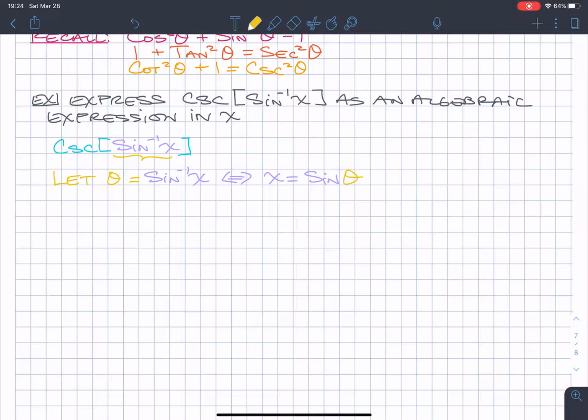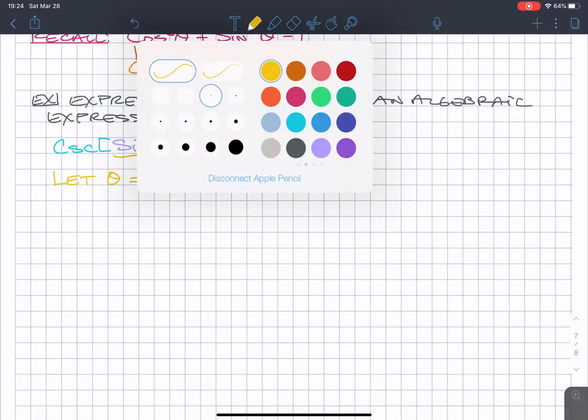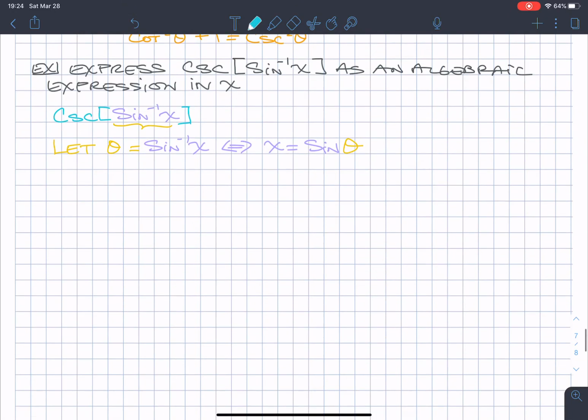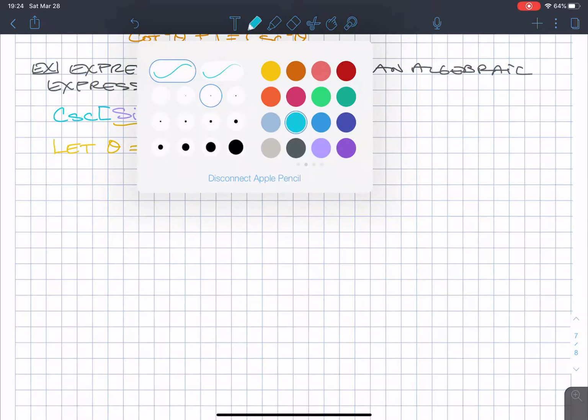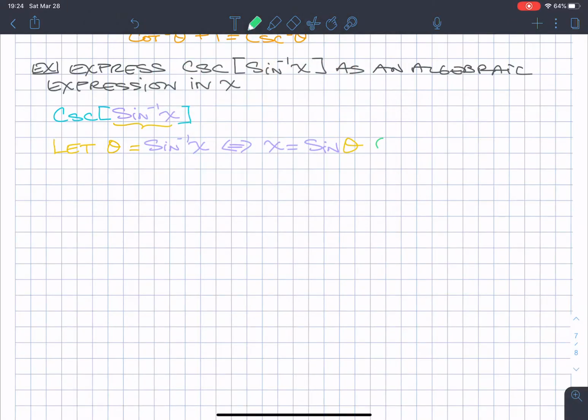You might think, okay, how is that going to help me? Well, do you agree that if I flip this upside down on both sides, 1 over x is the reciprocal of sine, which is cosecant of theta? Agreed?